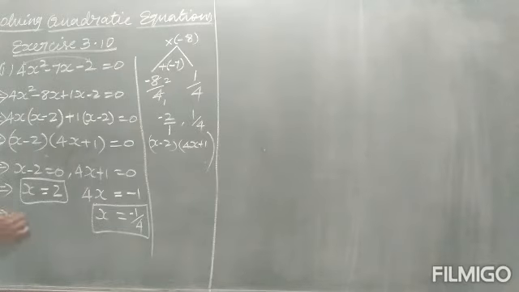X is equal to, therefore, 2 comma minus 1 by 4. So this is the required answer.